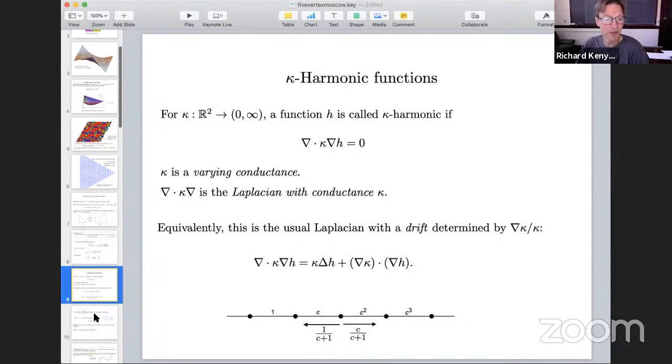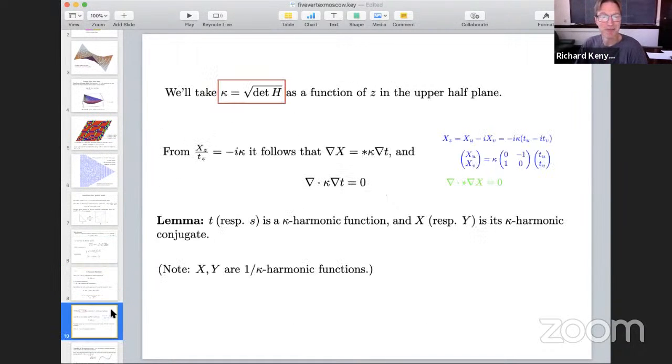How is that relevant to the current problem? We're in two dimensions, and we're going to take kappa, our varying conductance, to be the square root of the determinant of the Hessian, as a function of z in the upper half plane. Now, this Beltrami equation, which I showed you, boiled down to xz over tz equals minus i times the square root of the determinant of h, which is now kappa. This equation, which relates the x and the t variable, tells us exactly that.